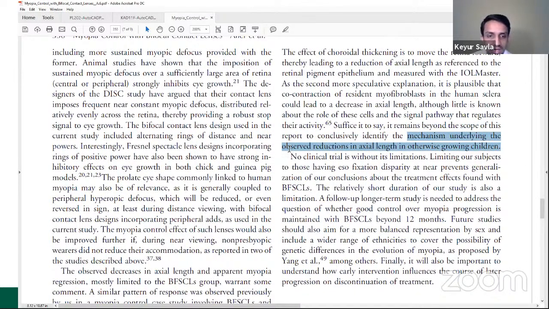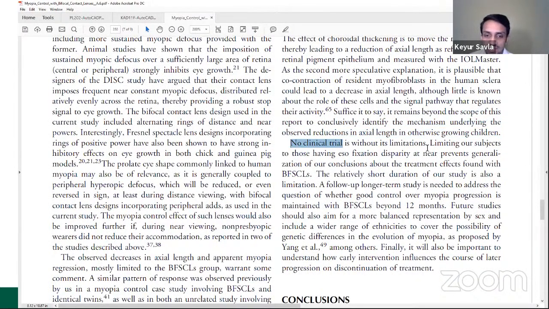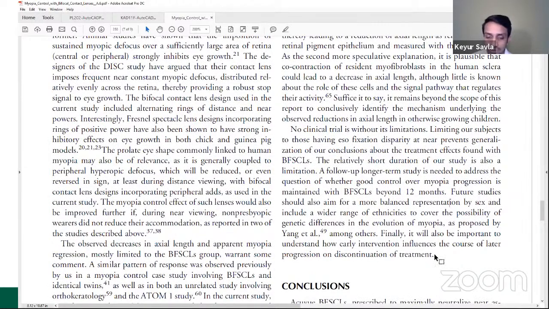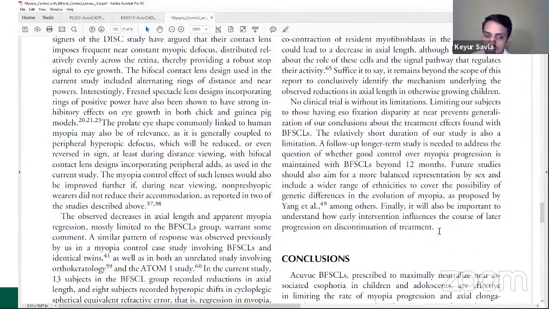And the last is, of course, as I said, limitations. So these are the limitations. Again, this is a very good area to search for new research topics, because this states something this study has not been able to do, which you can do. And they will always have a future studies section. Should aim for more balanced representation by sex and include a wider range of ethnicities. So you know that this study was not that. And finally, it will also be important to understand how early intervention influences the course of later progression and discontinuation of treatment. So these are some really important topics that we do not know in myopia here. And this is exactly what the study is stating.